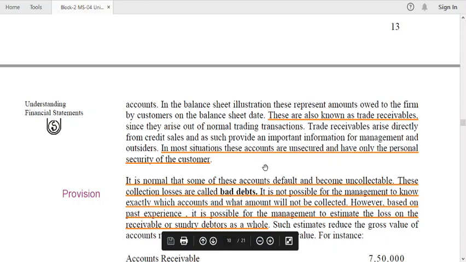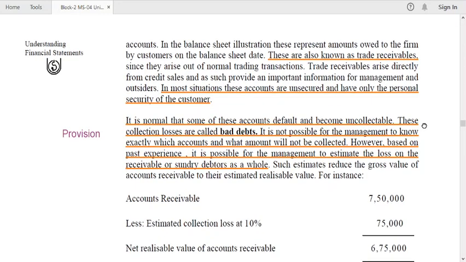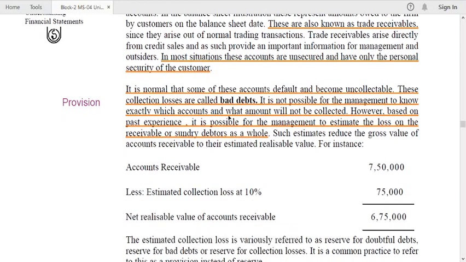In most situations, these accounts are unsecured and have only the personal security of the customer. Okay, these are not long-term contracts or long-term selling, but are only for the short term. Provision. It is normal that some of these accounts default and become uncollectible. These collection losses are called bad debts.